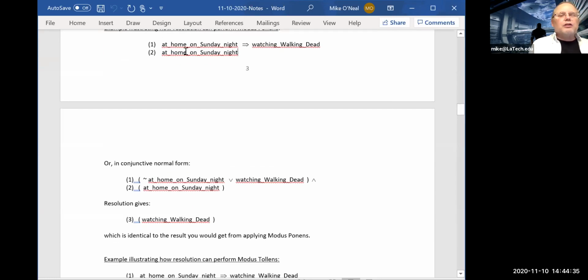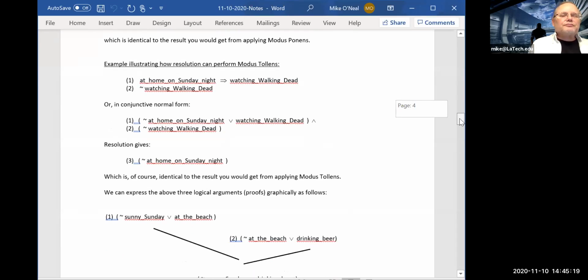And we can do this with resolution. Not at home on Sunday night or watching Walking Dead, that's one clause, and at home on a Sunday night. So we can merge these two clauses together, cancel the at home on a Sunday night with the not at home on a Sunday night, and what are we left with? We're left with clause 3, watching Walking Dead. So by expressing these statements in conjunctive normal form and using resolution, I effectively did modus ponens. So I've shown chaining of implication, I've shown modus ponens.